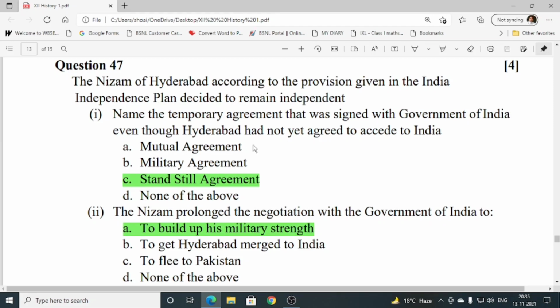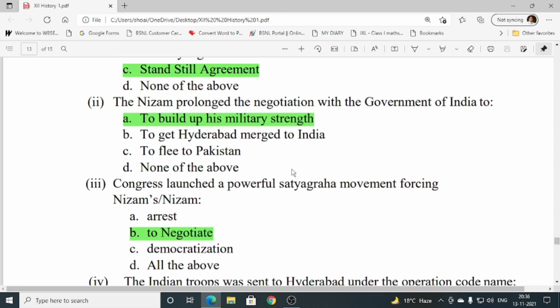Okay, so on the basis of this, name the temporary agreement that was signed with Government of India even though Hyderabad had not yet agreed to accede to India. So it is C, standstill agreement. Number 2, Nizam prolonged the negotiation with the Government of India. Why was he delaying? To build up his military strength.